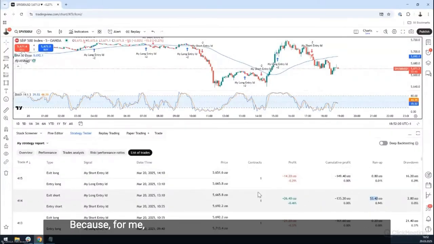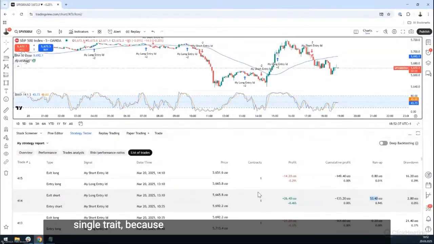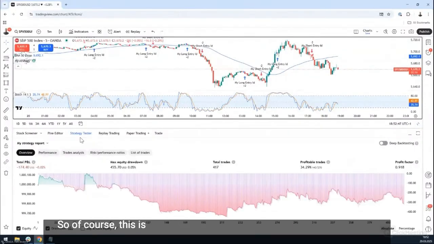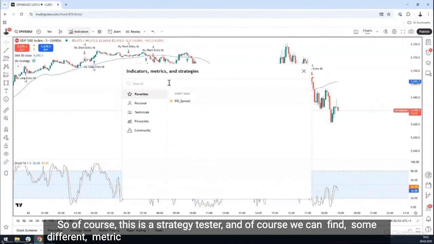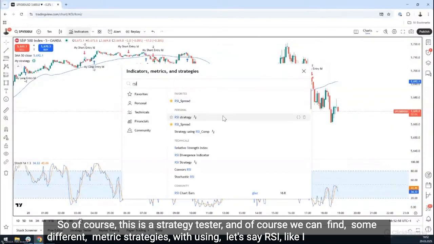Because for me as a trader, it's very important to check what my performance is and also what the drawdown of a single trade is, because it will give me very important information on whether this trade was a quite good trade or maybe quite the opposite. So of course this is a strategy tester, and we can find some different strategies using, let's say, RSI. Like I said, RSI strategy.